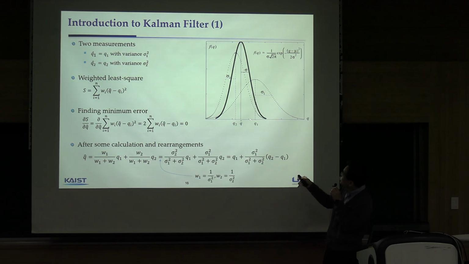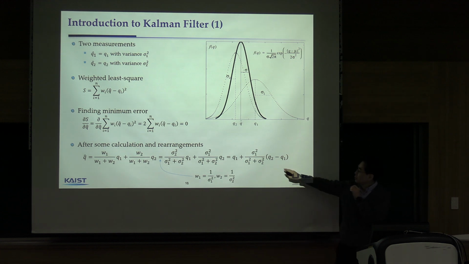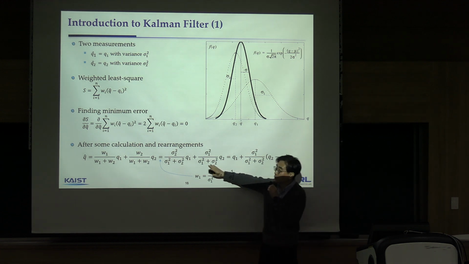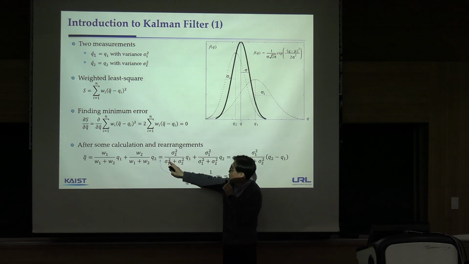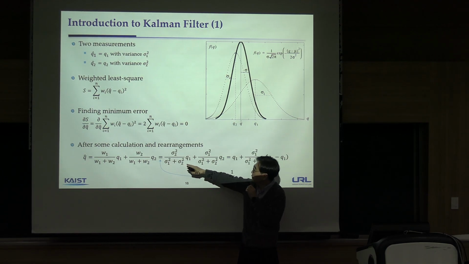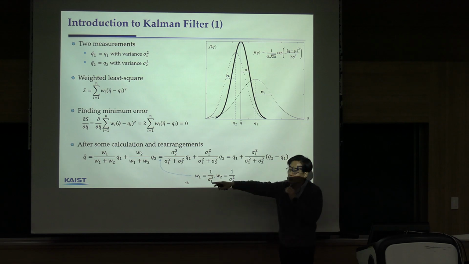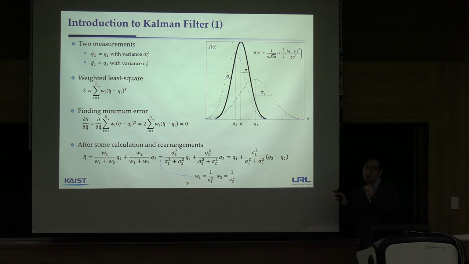If you plot that, this is the sigma 1 at Q1. At Q2 we have sigma 2, and if you fuse them to obtain Q hat, then you can see that the sigma is always less than sigma 1 and sigma 2. Because of this relationship, if you have sigma 1 and sigma 2, then Q hat will always have less sigma.